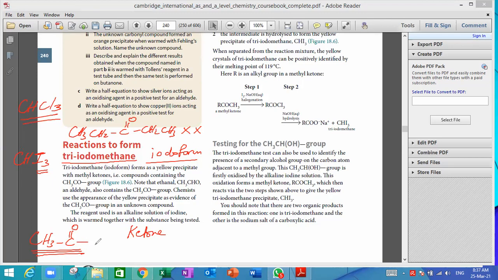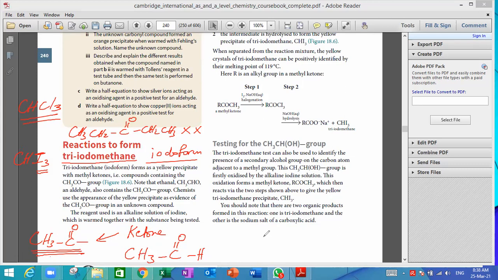This test is specific for ketones that contain this group, CH3 C double bond O. But if the ketone contains something like that, it will not give a positive result with the iodoform test. There should be a CH3 C double bond O. So the only aldehyde that can give a positive test with the triiodomethane is the aldehyde which is CH3 C double bond OH. The only aldehyde that can give a positive result with this test is ethanal only.